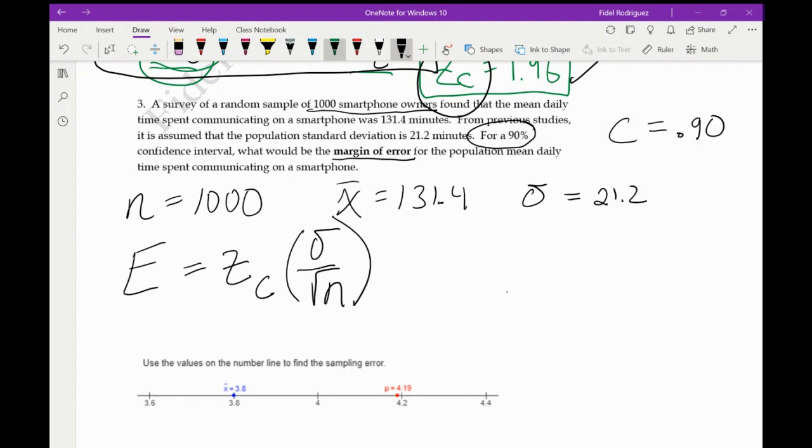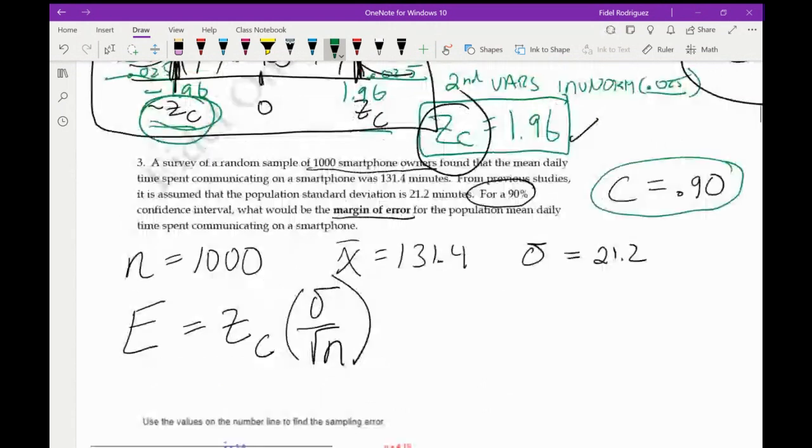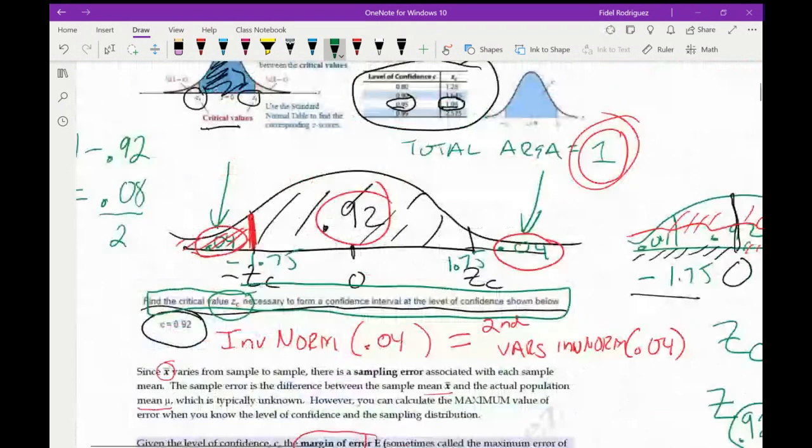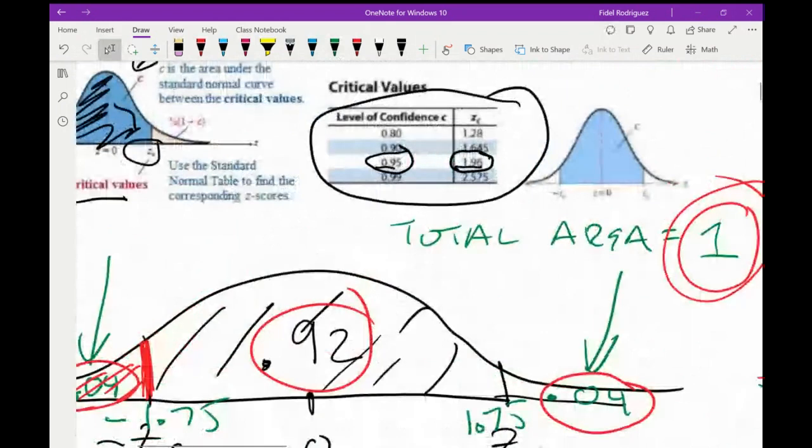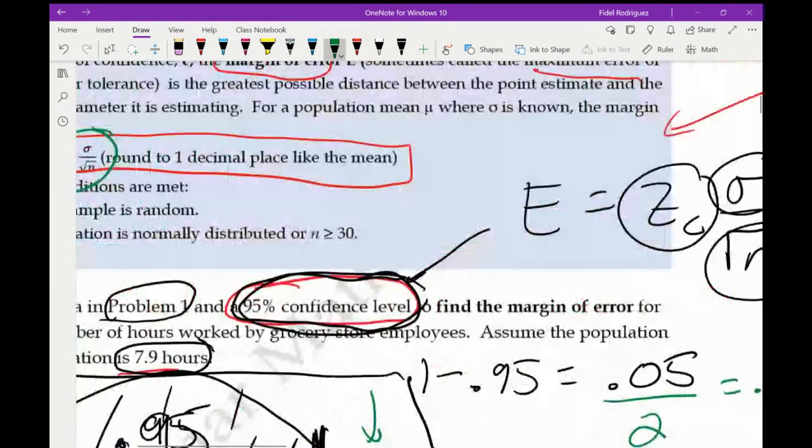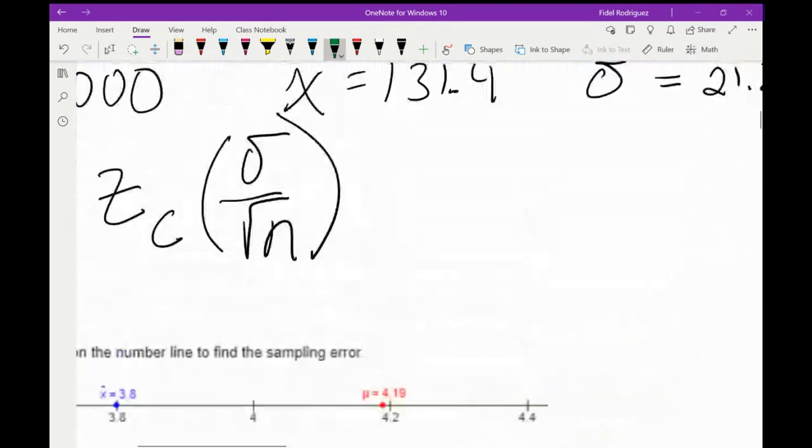Okay, so guys, first thing is, since they are giving me a confidence interval of 90%, I believe if I scroll back up here, we should have one for 90. Yes, we do. So let me clear this so we can see it a little bit better. So for 90, my ZC value is going to be 1.645. Okay, so let me scroll back down here.